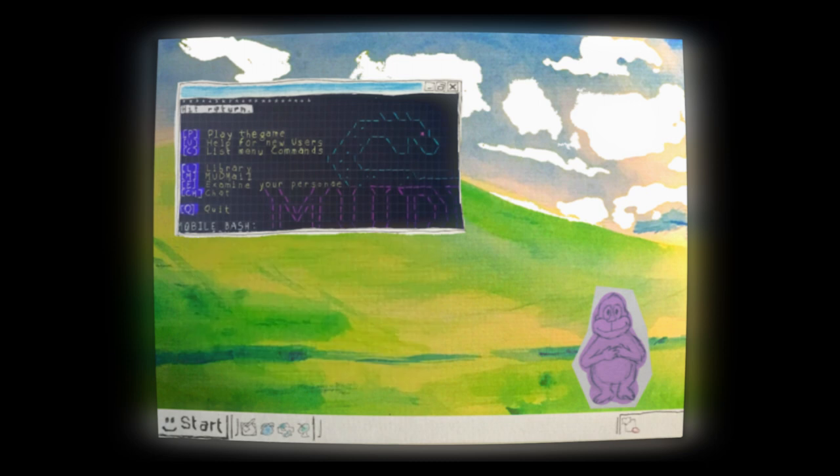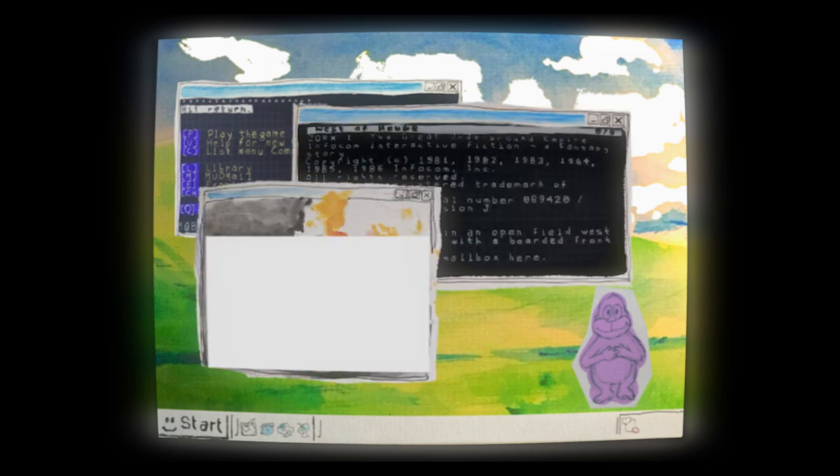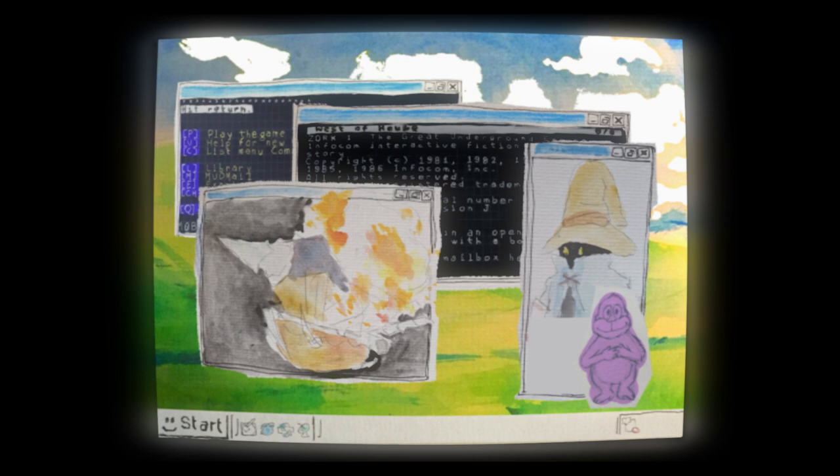MUDs are text-based online games in which a number of players interact in real time. Basically, MUDs are to single-player text adventures like Zork as MMORPGs are to graphical RPGs. Before we had the term MMORPG, people actually called those kinds of games graphical MUDs.